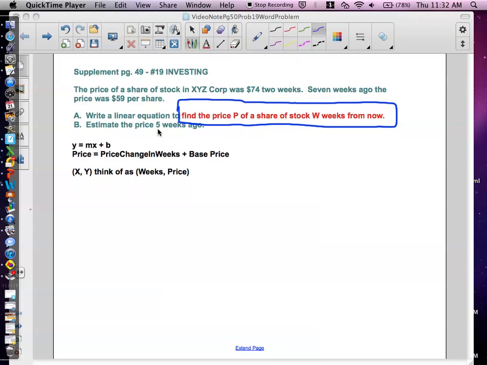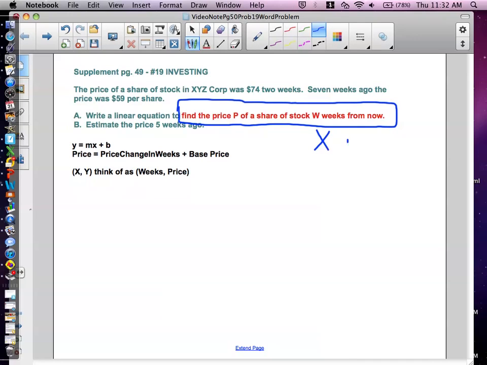And the wording in red that I've boxed in blue, you're looking for the price based on the number of weeks. So you could think of the weeks as your X, or your independent variable, because the number of weeks that we're going back to will determine the price of the stock. So the price of the stock, you could think of that as your Y, or your dependent variable. So the price that we'll be quoting depends on the number of weeks that we're going back.